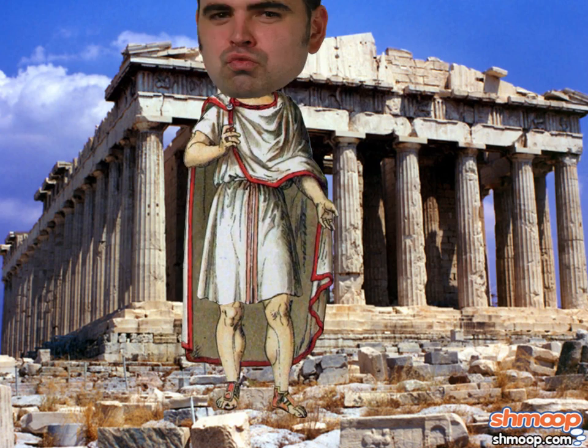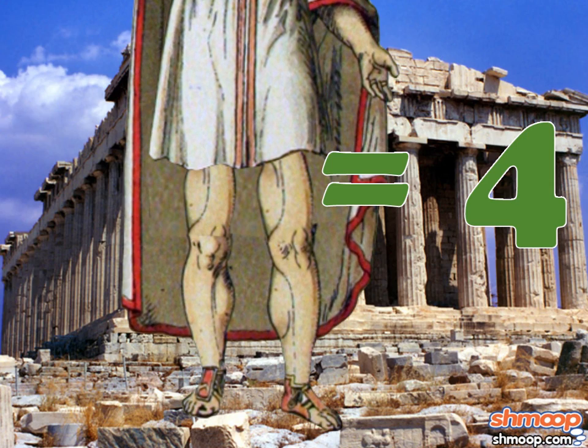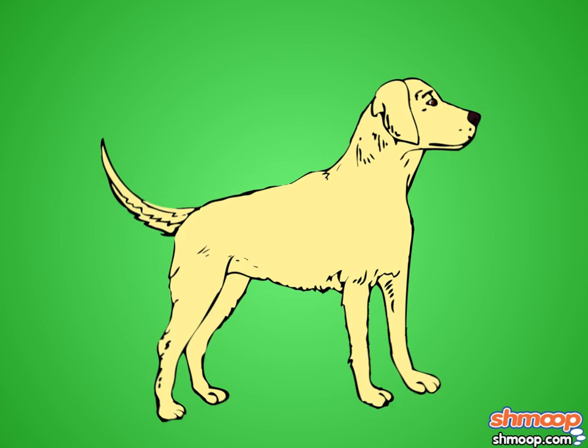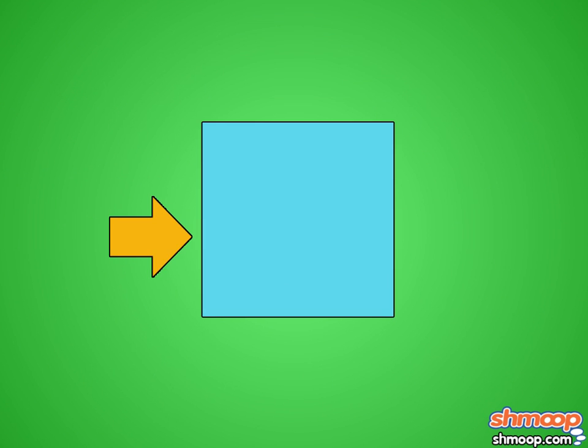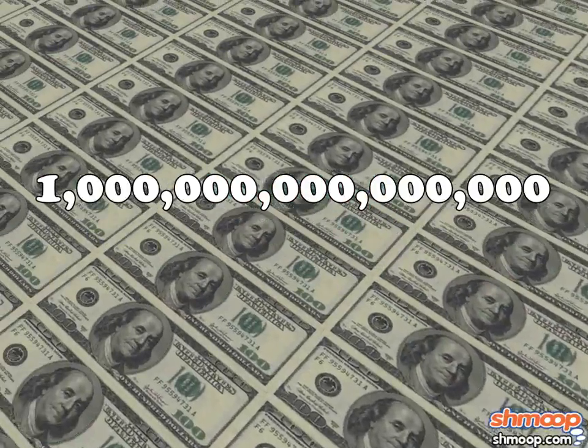Ever since ancient Greece, the word quad has always meant four. Quadrupeds walk on four legs, quadrilaterals have four sides, and a quadrillion comes after a trillion. It'd be a nice number to have in your bank account. But where's the 4 in quadratic equation?